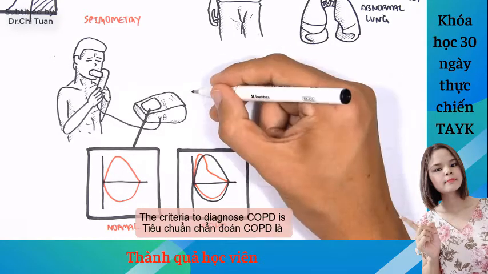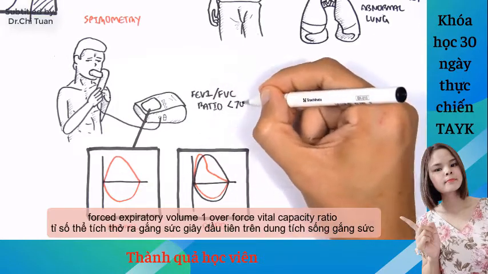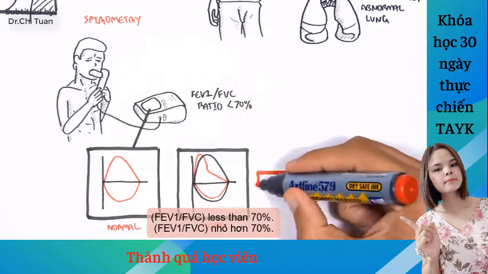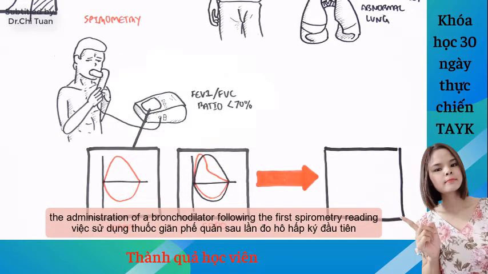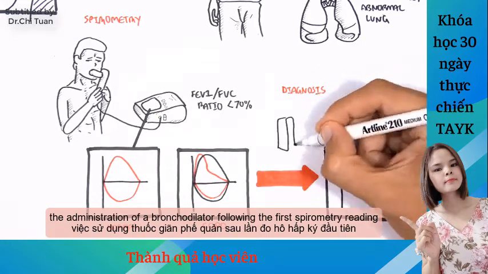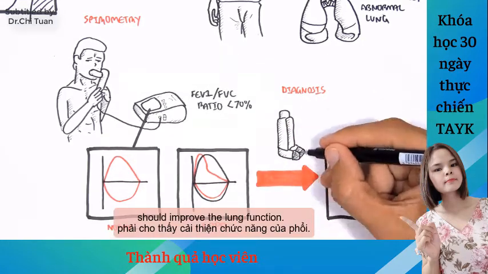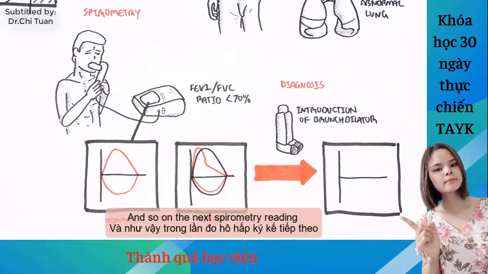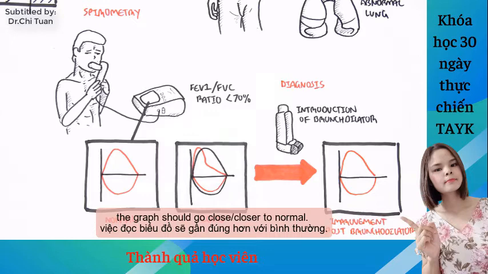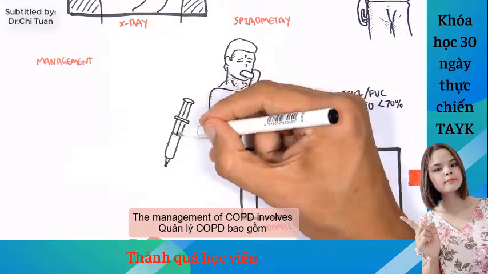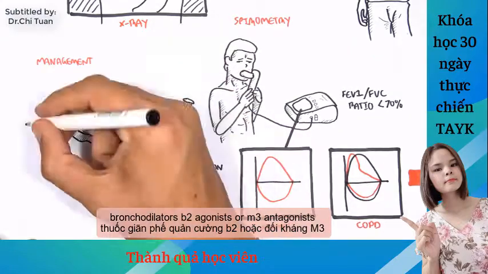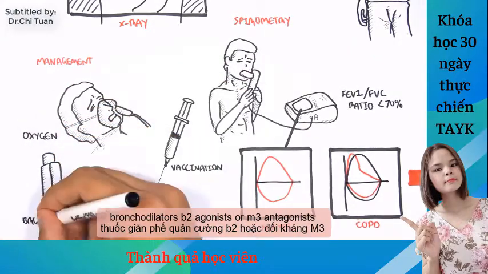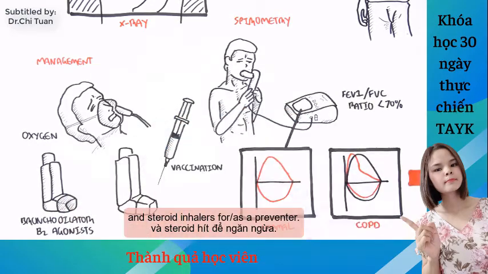The criteria to diagnose COPD is a forced expiratory volume 1 over forced vital capacity ratio of less than 70%. Also, to be sure it is COPD, the administration of a bronchodilator following the first spirometry reading should improve the lung function. And so on the next spirometry reading, the graph should go closer to normal. The management of COPD involves smoking cessation, use of oxygen in late stage, bronchodilators, B2 agonists or M3 antagonists, and steroid inhalers as a preventer.